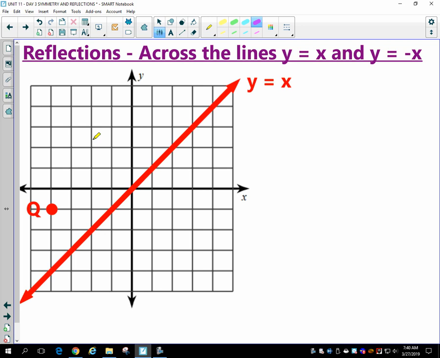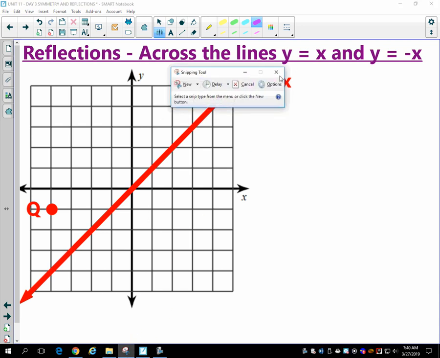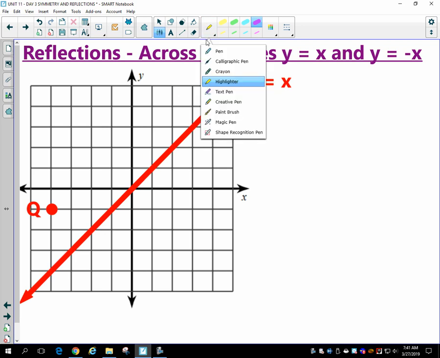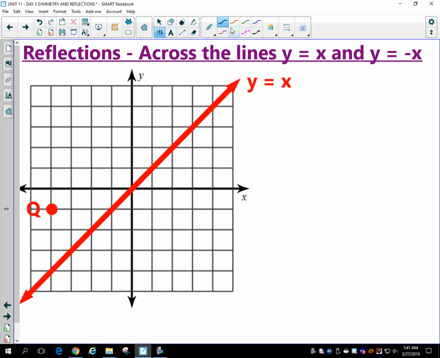Maybe the trickiest of all of them is reflecting across a line y equals x or y equals -x. So first it's important to know y equals x is this line that has the slope of 1, and it goes through the origin of the coordinate plane. So slope is 1 over 1, 1 over 1, up 1 over 1. That's the slope of the line y equals x.